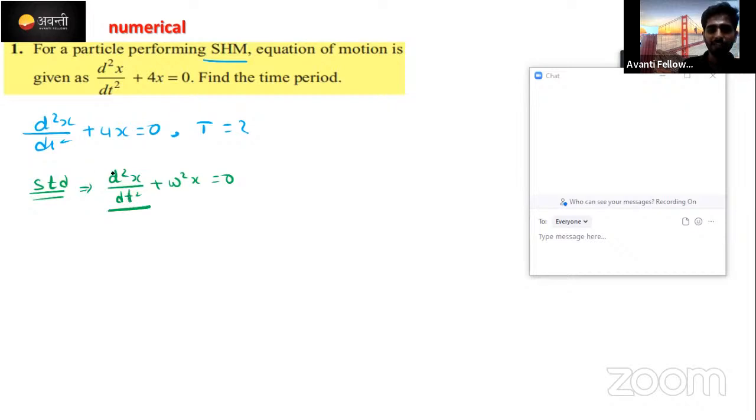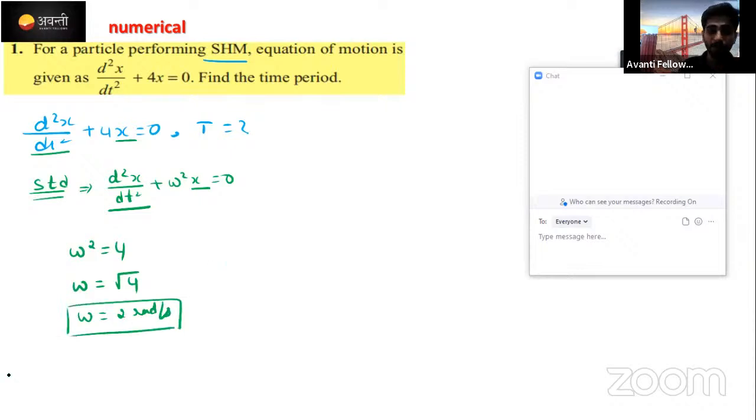This equation will be equal to the given term. Here x will be equal to x, then omega square value will be equal to 4. Right? Omega square value is equal to 4. Then omega value will become under root of 4. Then omega value will be 2 radian per second. Correct now? Actually, what do we need to calculate?